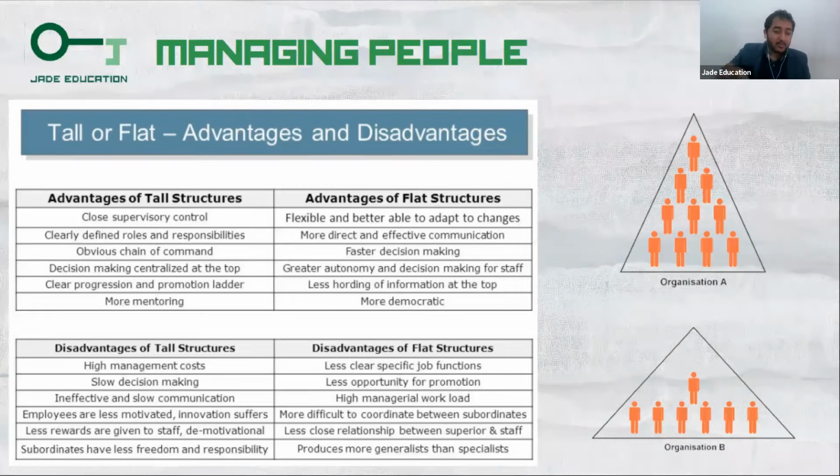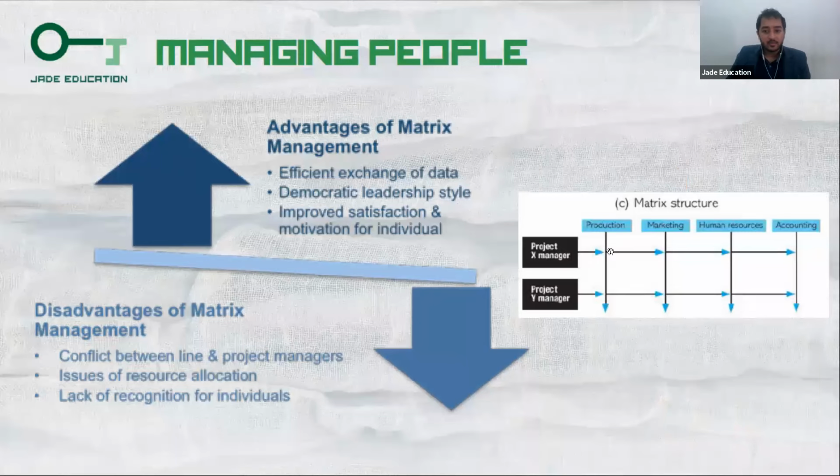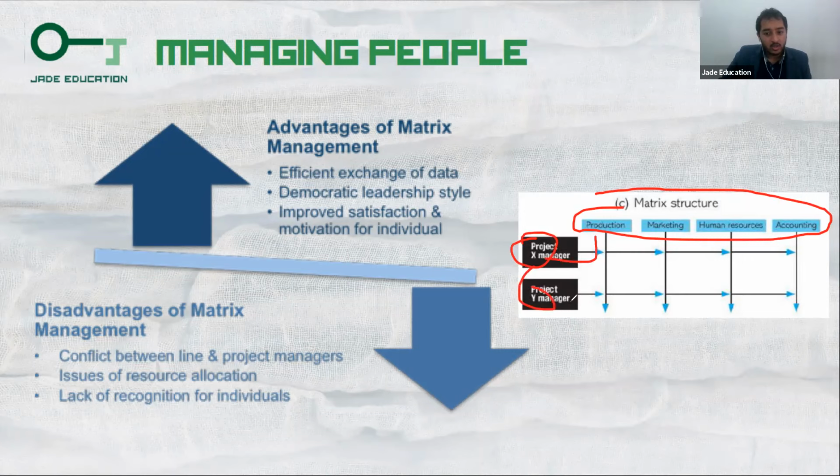But guys, apart from this came a third structure that a lot of people ignored, and it came as a question for your papers, which was matrix. Matrix structure is where you have the different departments and a project manager, and you can have two project managers or more, and each person works for both project managers. So effectively you're getting two jobs done with one set of people, which is good. It's efficient. The leadership is very democratic because you're getting everyone to input. People are satisfied because they're doing a lot of interesting work.